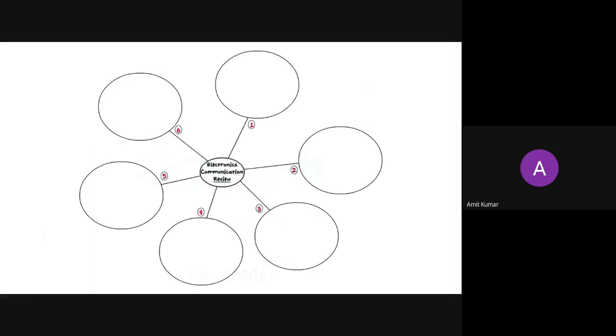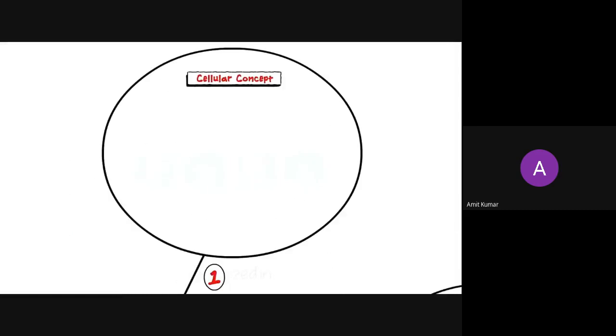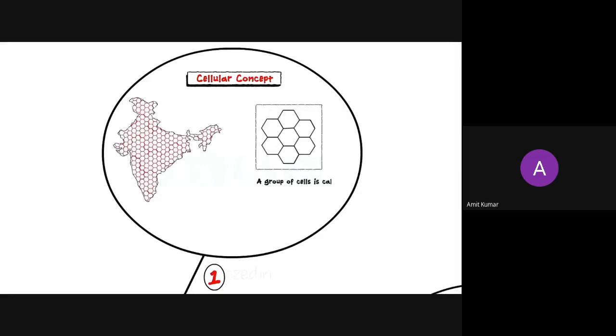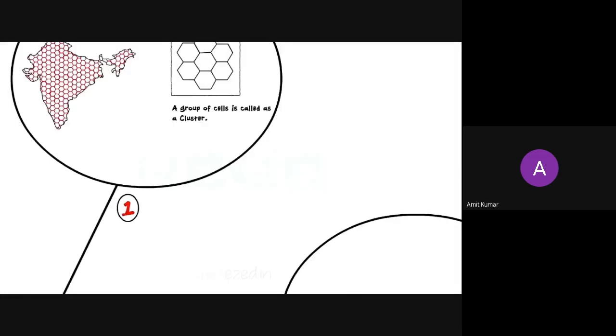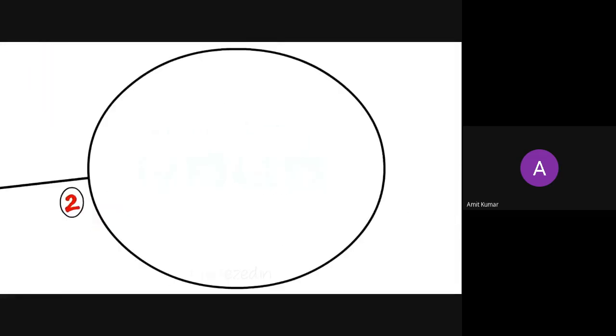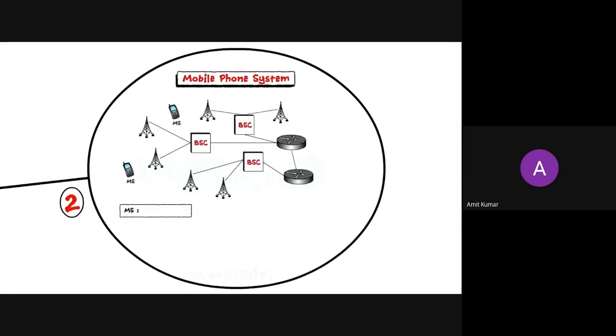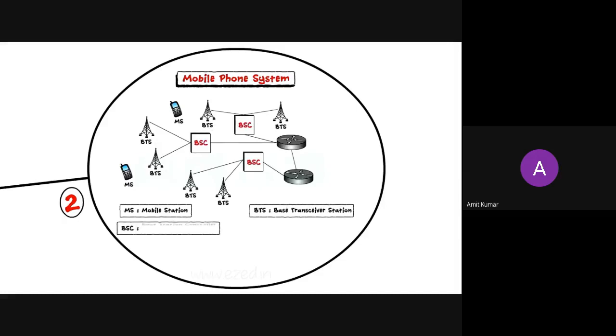Let's take a quick review of what we have learned. We started with the cellular concept, where we learned that every geographical area is divided into hexagonal shaped small areas called cells. A group of such cells is called a cluster. After that, we studied the basic structure of the mobile phone system, where MS means mobile station, BTS is base transceiver station, BSC is base station controller, and MSC is mobile switching center.